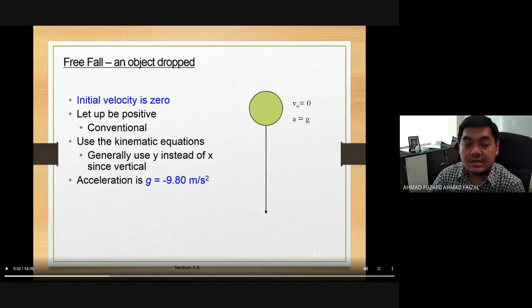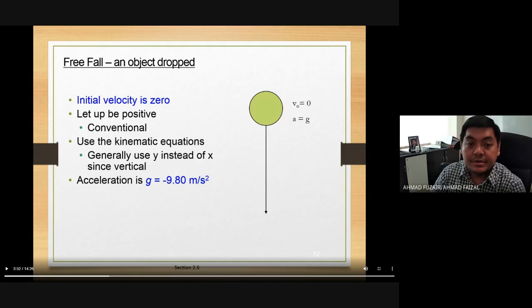But if the question doesn't say anything related to straight downward, you cannot say that it's free fall motion. So make sure that you read the questions carefully and understand the questions properly. Take out all the good points, the good information in the questions. Maybe you can underline, circle, or highlight it in order for you to understand well.